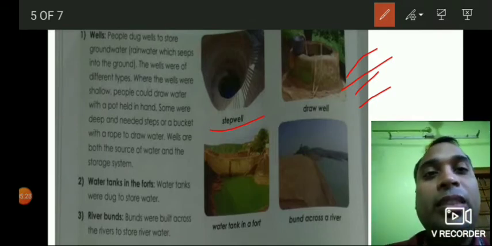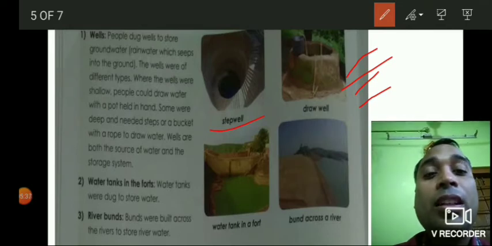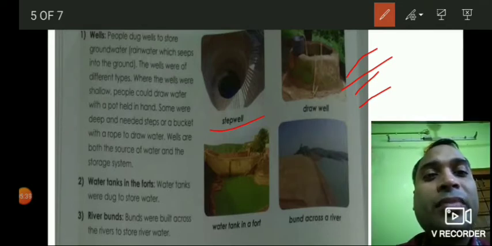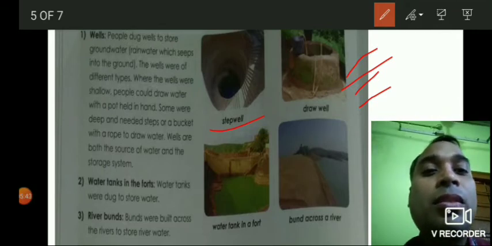Now groundwater means the rainwater which seeps into the ground. The wells were of different types. Where the wells were shallow, people could draw water with a pot held in hand. Some were deep and needed steps or a bucket with a rope to draw water.